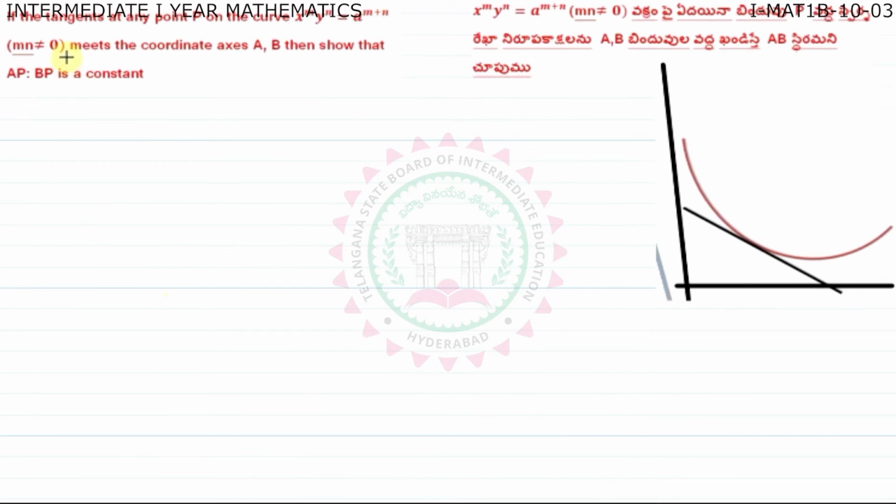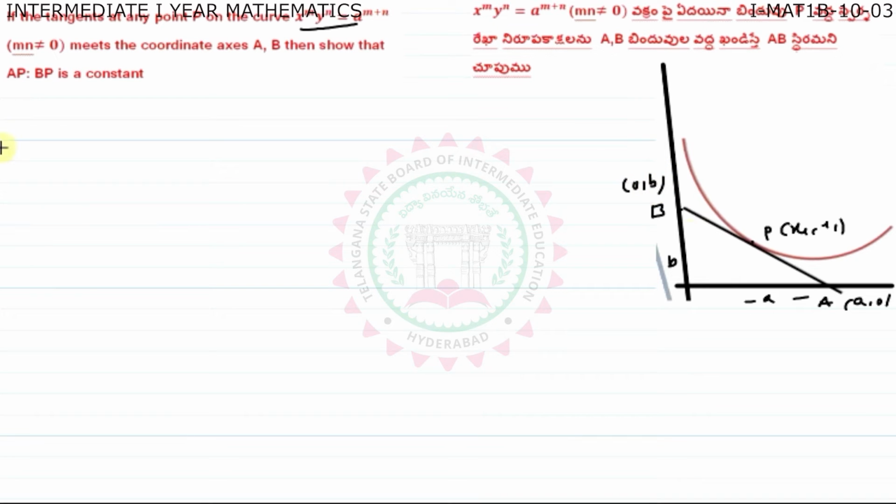So this is also a similar problem. If the tangent at any point P to this curve meets the coordinate axes at A and B. The tangent intersects the coordinate axes at A and B. At this particular point P, the tangent is drawn, x1 y1. If this length is A, this coordinate becomes A comma 0, and if this length is B, this point becomes 0 comma B.